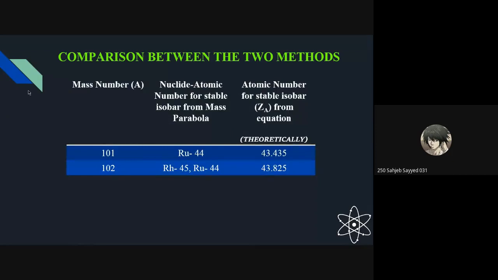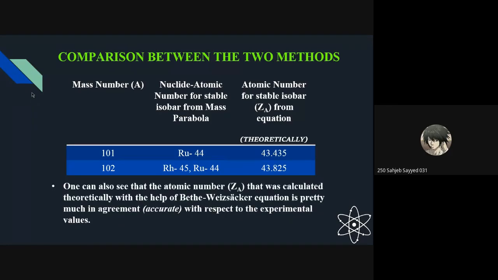Here we have compared the two methods that we have used. For mass number 101, the most stable nucleus that we get from the mass parabola is ruthenium 44, and from the theoretical Bethe-Weizsäcker equation, we get a Z value of 43.435. Similarly for 102, which is an even mass number, we get two different most stable nuclei: one is rhodium 45 and the other is ruthenium 44, and the theoretical value is 43.825. So you can see that both methods are in agreement with each other, they are almost the same.